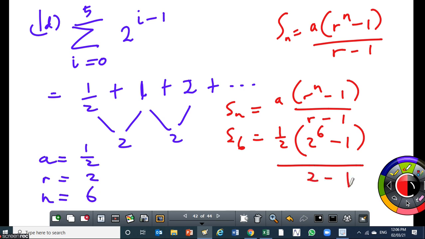2 minus 1. Right? I need to show you something with regard to a calculator. How to convert any number to a time base. Do you know that? Using your calculator.